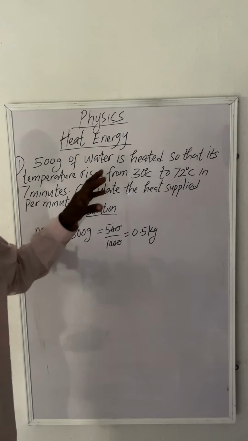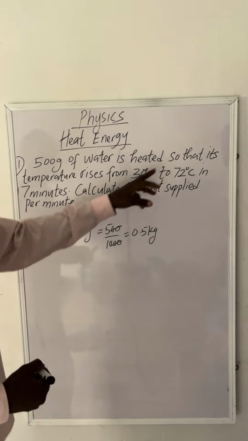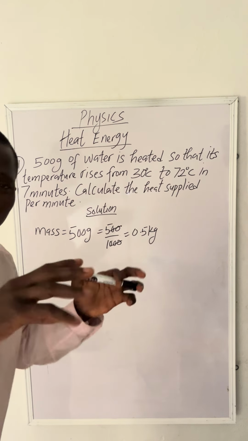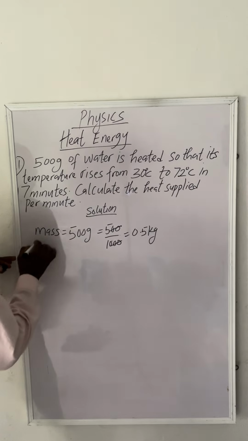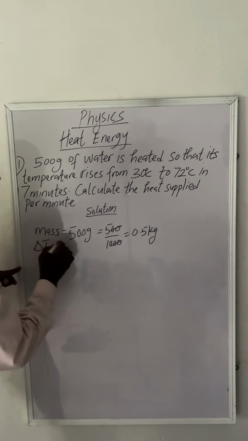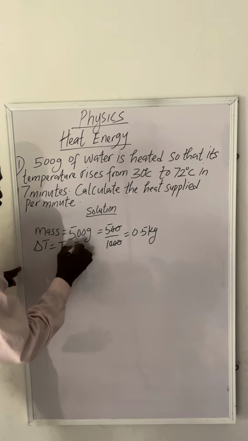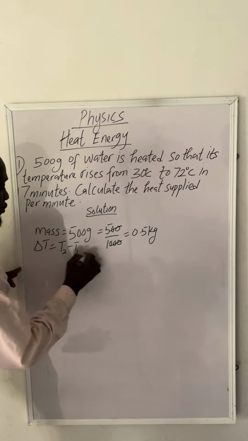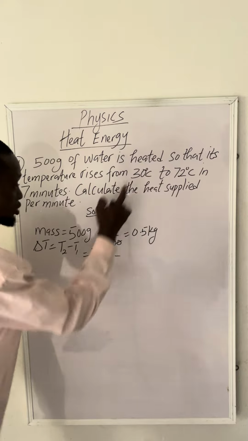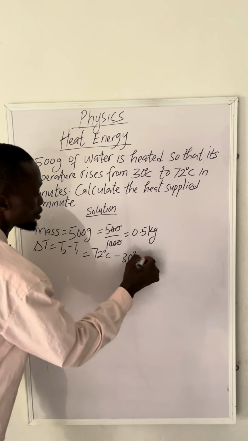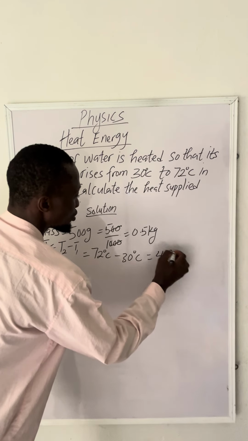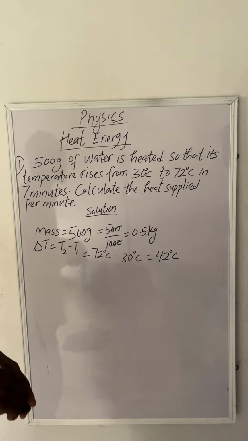Now, the next thing is we continue to read the question to bring out other parameters: its temperature rises from 30 degrees Celsius to 72 degrees Celsius. So the temperature rise, delta T, is equal to T2 minus T1, which is 72 degrees Celsius minus 30 degrees Celsius. That is going to give us 42 degrees Celsius. That is the temperature rise.